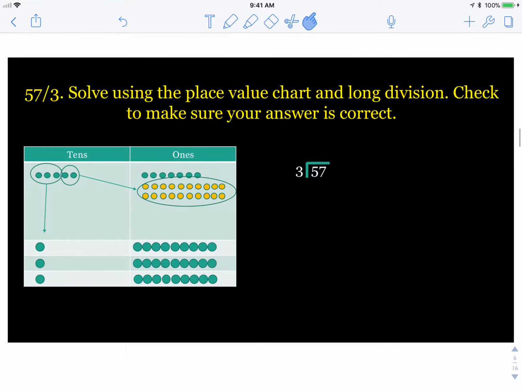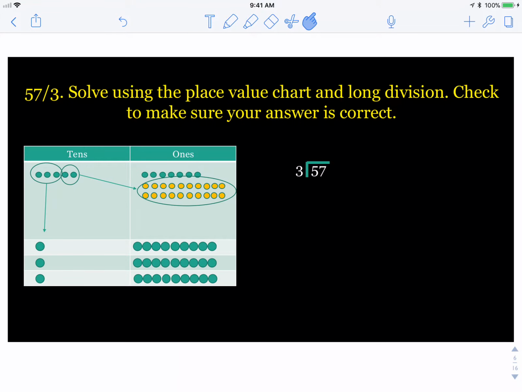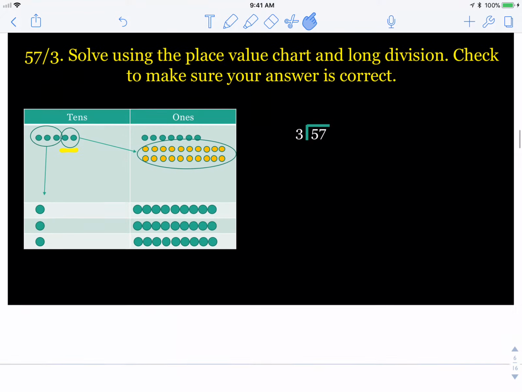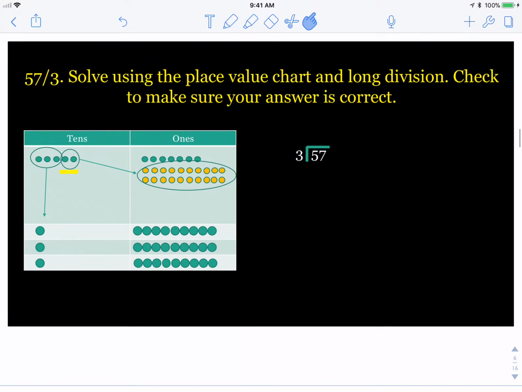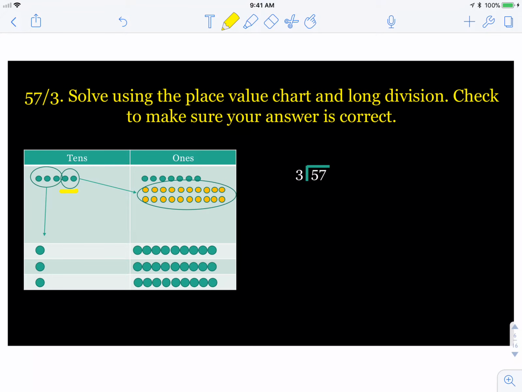Okay, I've gone ahead and solved this problem. Now, when I divided 57 by 3, that left me with 2 10s left over. So I had to move them over. And when I moved them over, I moved over 20 ones. Because 2 10s is the same as 20 ones. And then I went ahead and divided it down. So, this is what your answer should look like.